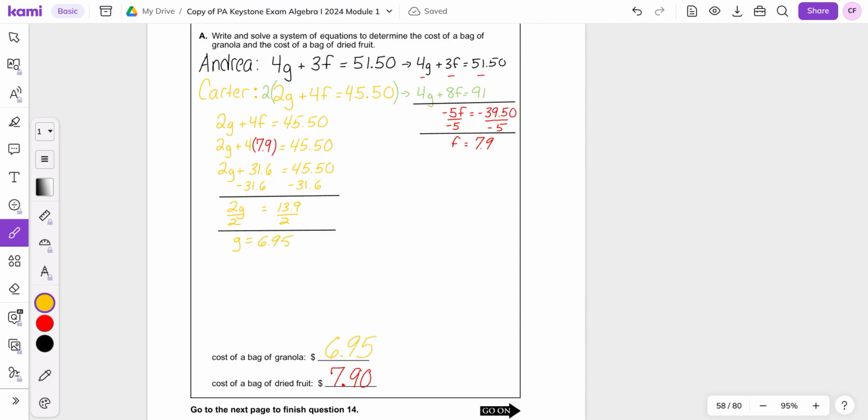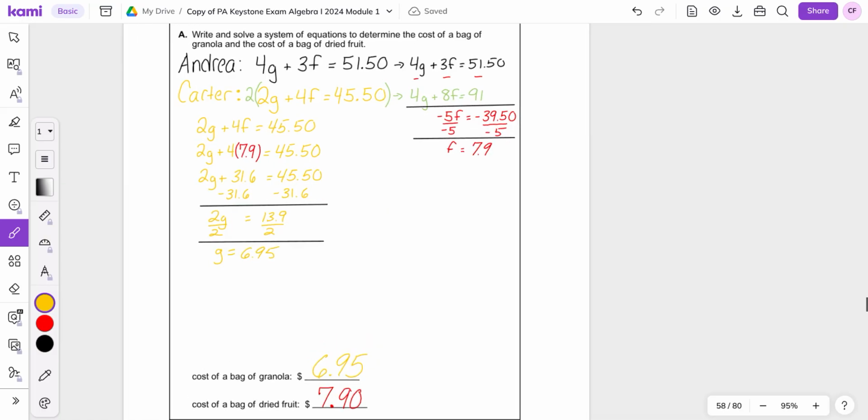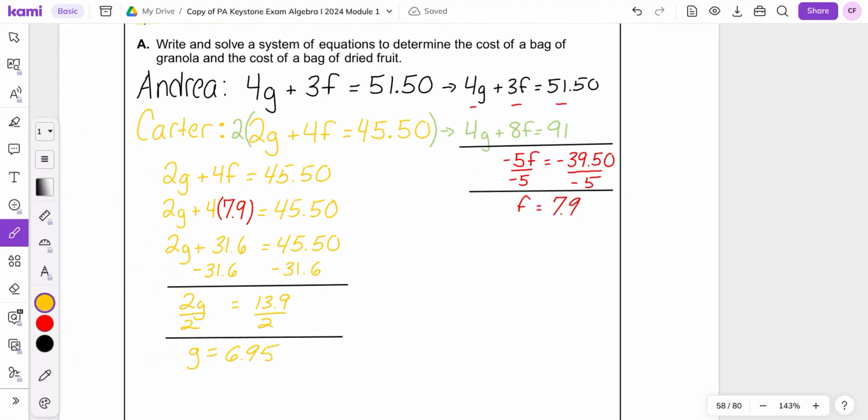Now I hinted earlier on that you may not subtract the two equations to eliminate. Let's say instead of subtracting, we wanted to add, and what we would have had here is instead of multiplying Carter's equation by 2, we would have multiplied this by negative 2. If we would have multiplied Carter's equation by negative 2, we would have had negative 4g minus 8f equaled negative 91.